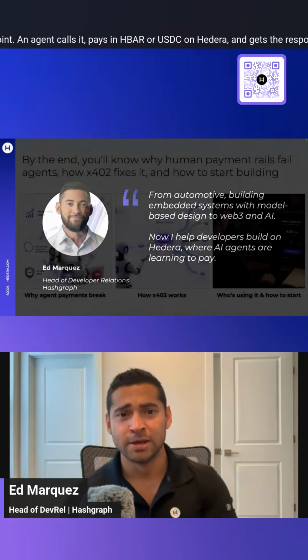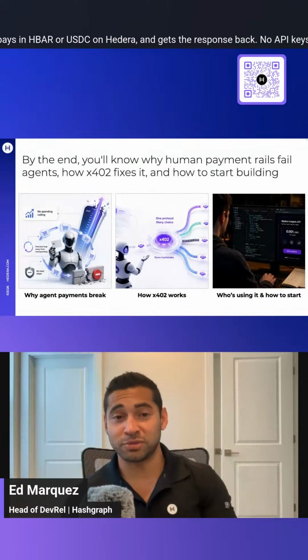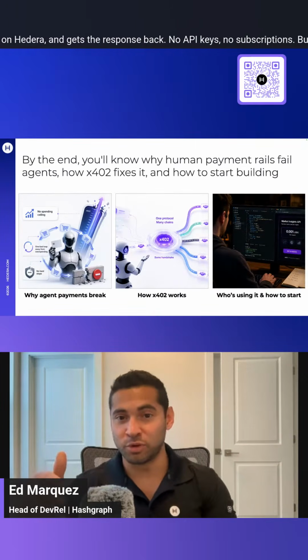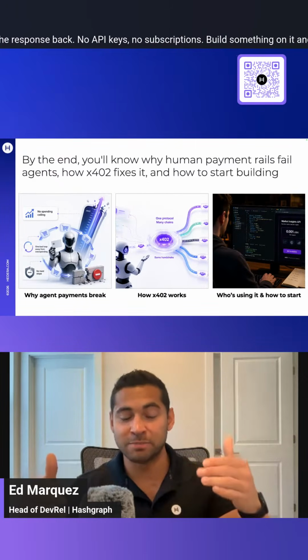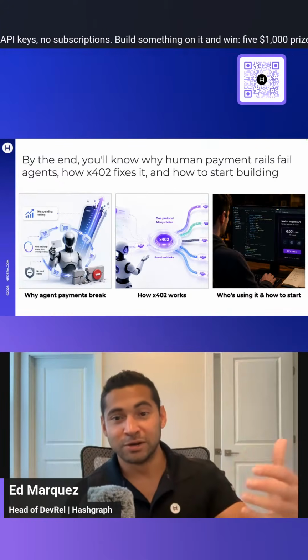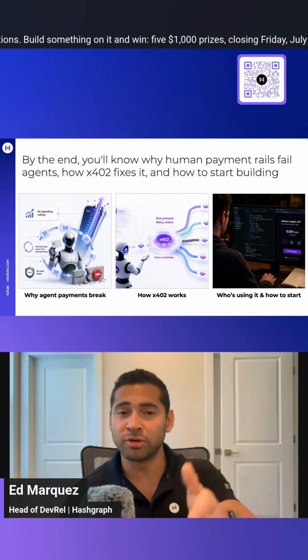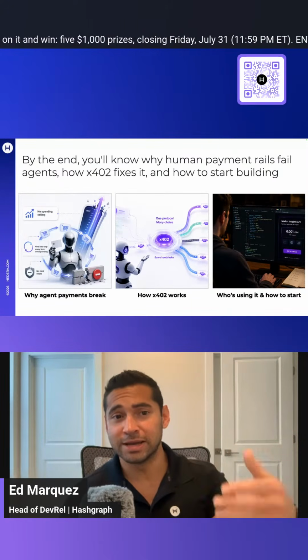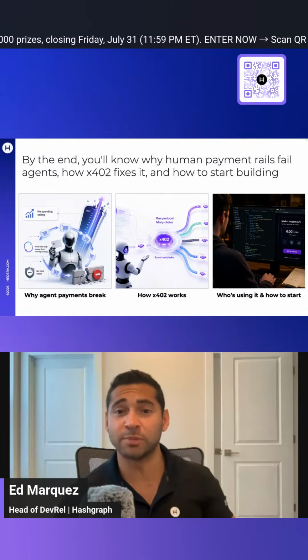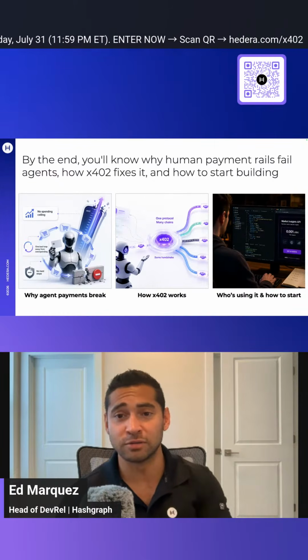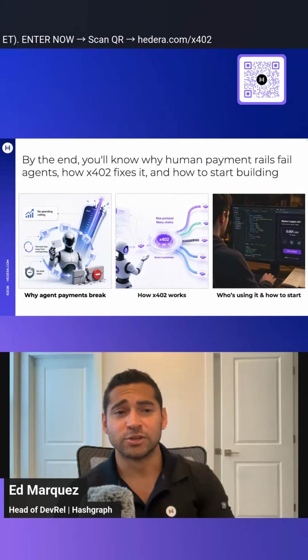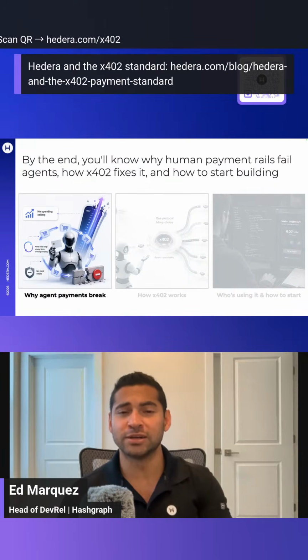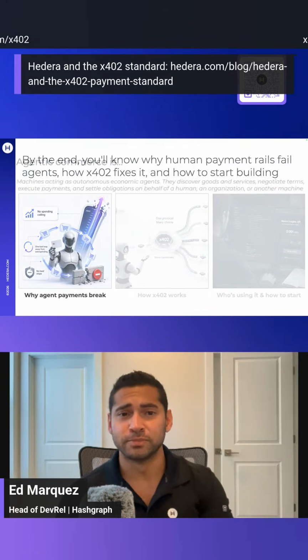And so with that context in mind, what I want to get out of this session is that by the end, you'll know why the human payment rails fail for agents, how this protocol called x402 can help us fix that, and then how you can start using the protocol. And so let's start by looking at the challenge.